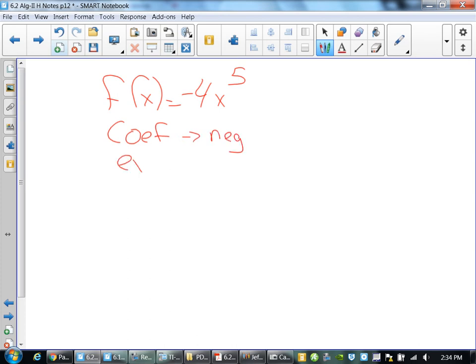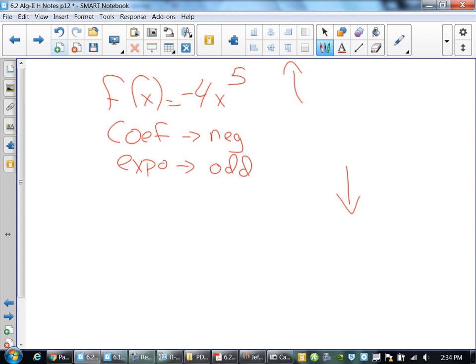The exponent is odd. So coefficient's negative, exponent is odd. Is it going to be tails up both of them, tails down both of them, down then up, or up then down? Up then down. This is going to go like this. Okay. So your tails, we do this.